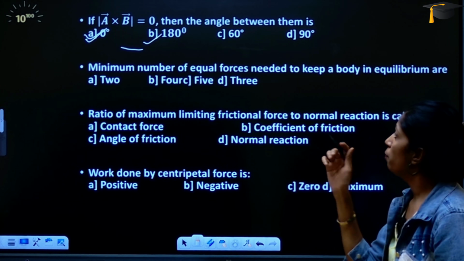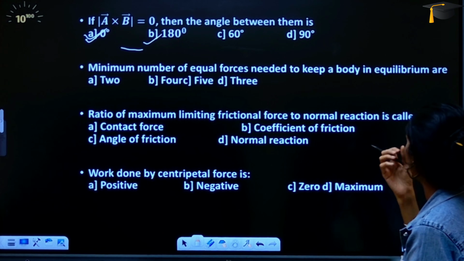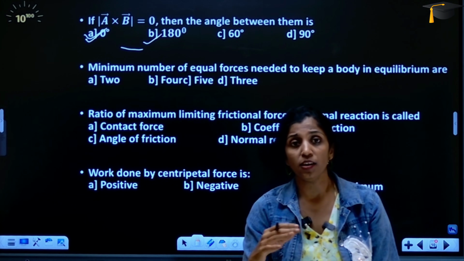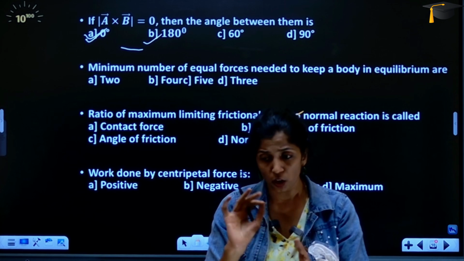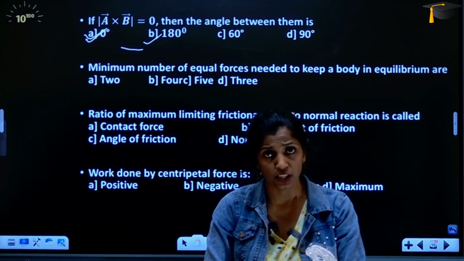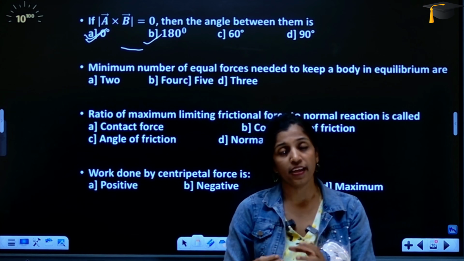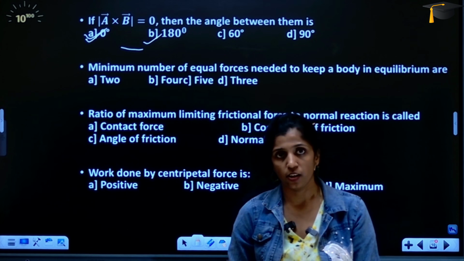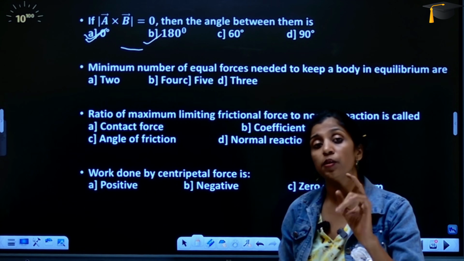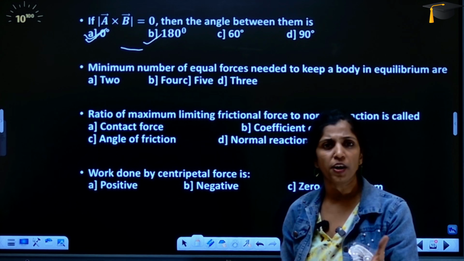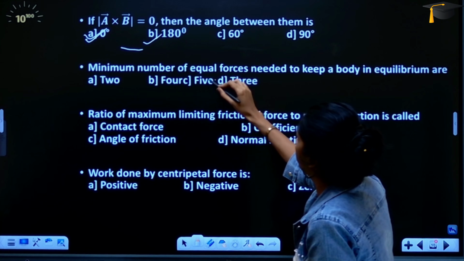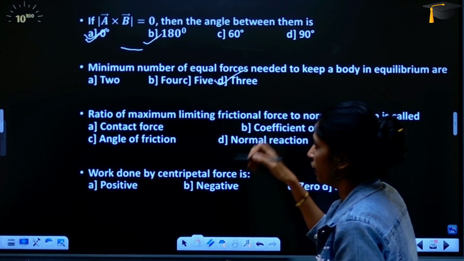Fine. What's the minimum number of forces needed to keep a body in equilibrium? Equilibrium is something where a body is at rest. If you are applying 2 or more forces in different directions, and if that object is at rest, then we say that object is in equilibrium. So please remember, the minimum number of forces to keep a body in equilibrium is 3. So option D is the correct answer.